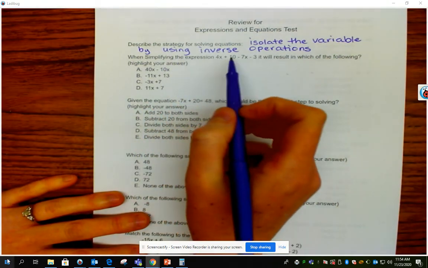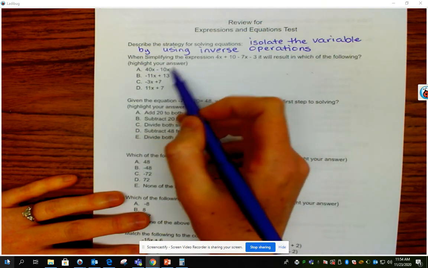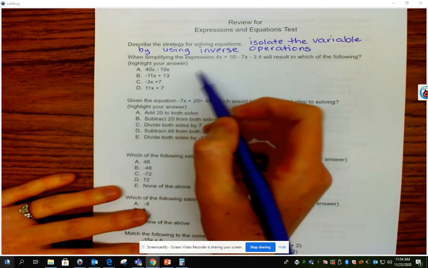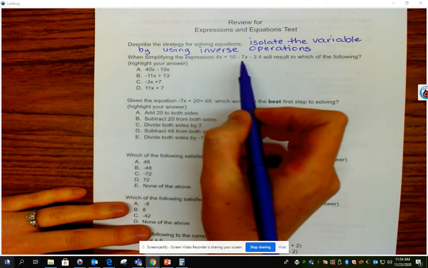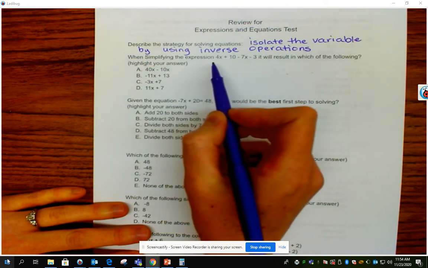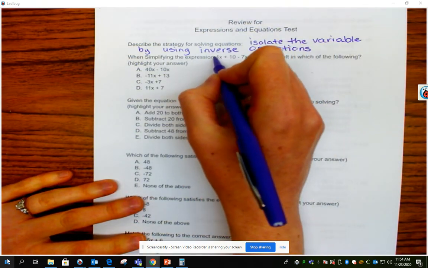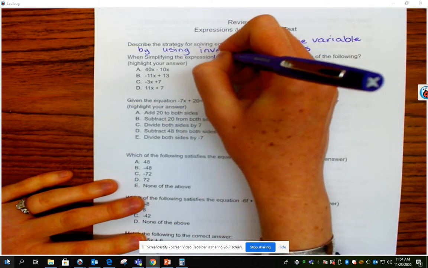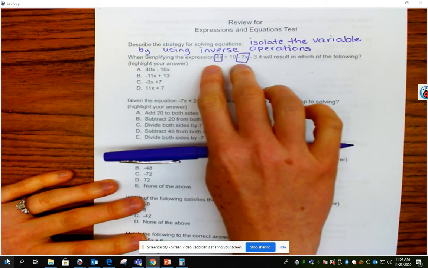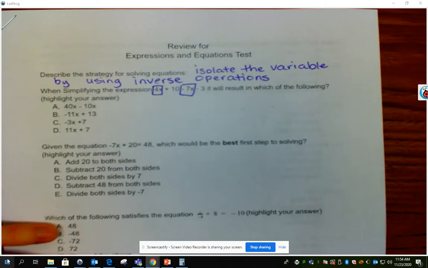When simplifying this expression, it will result in which of the following? Highlight your answer. So again, if you're doing this in the Google Doc, you would just highlight the one that's correct. When we're simplifying, we want to distribute first, which there aren't any parentheses, so we can skip that step, and then we want to combine like terms. I see a 4x and I see a negative 7x. Watch your signs. Make sure that you get the sign that's directly in front of the term.